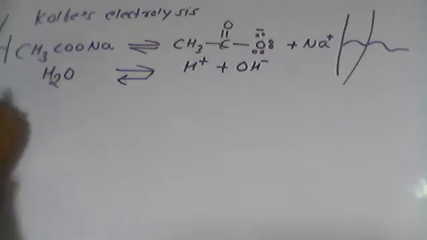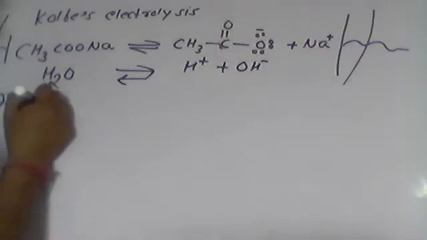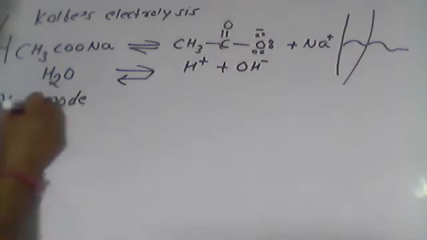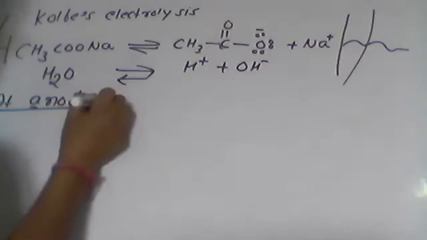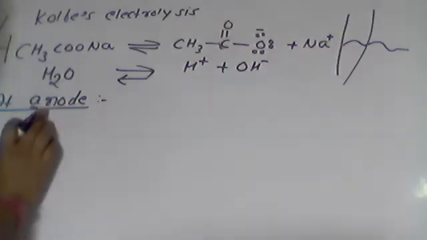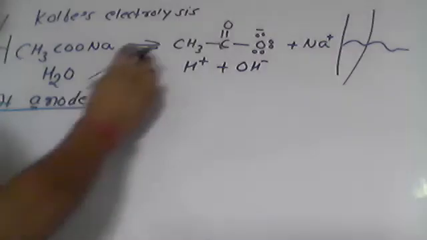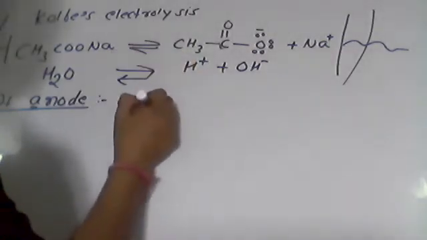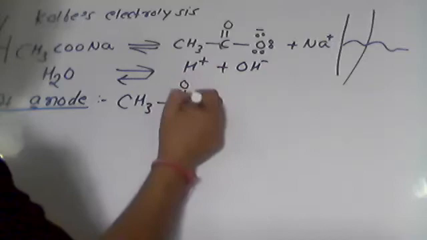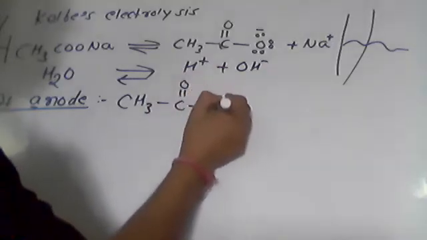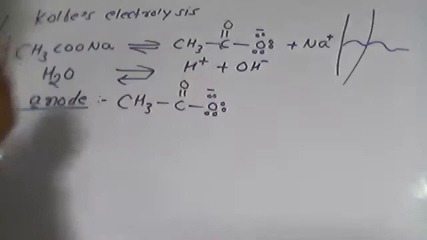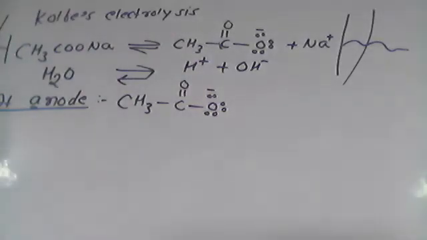So what will happen at the anode? Just keep in mind, from A, keep in mind anion. Towards the anode, anions will go. So here we have the anion, CH3, C double bond O, oxygen, negative charge. So at the anode, anions will go, and at the anode, always oxidation will take place. So oxidation is going to happen.